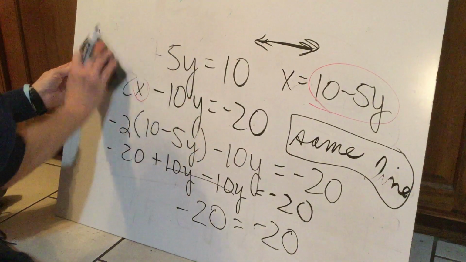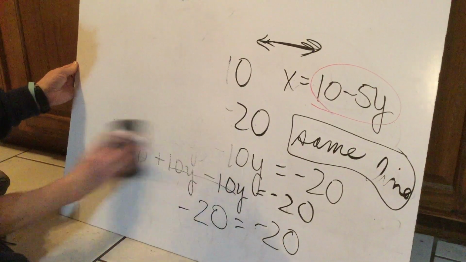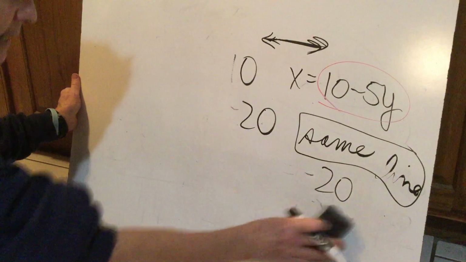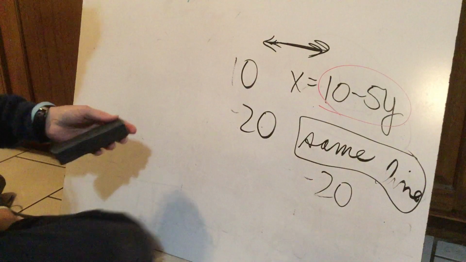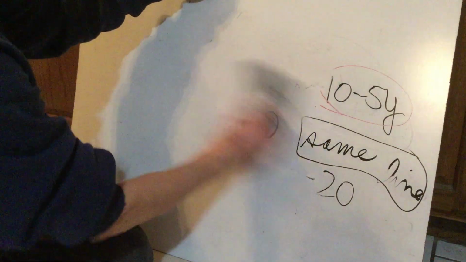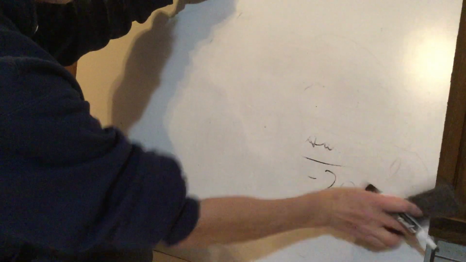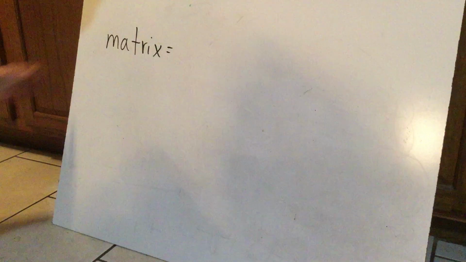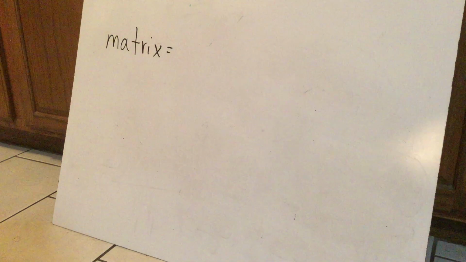I really don't know what you have done, if anything, with matrices. So I'm going to assume that you've never done anything with them. If this is review for you, great. If it's brand new, then you'll just learn as we go. Okay, so we're going to start with learning what exactly is a matrix. What is the definition of a matrix?